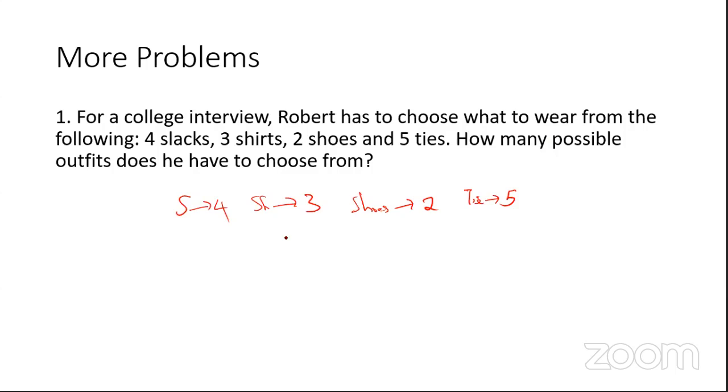120. Yes, 120 is correct. Just multiply 4 times 3 times 2 times 5, and that will give us 120. So that is the solution to that one. Let's move to the next one.